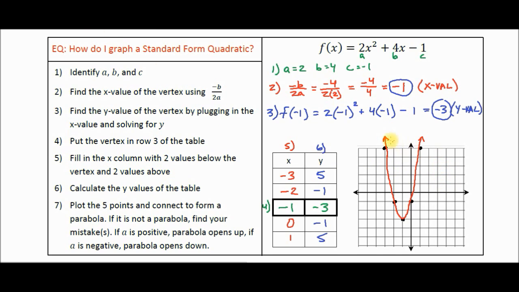Please don't connect the dots of a parabola and have your parabola look like this. If that's what your parabola looks like, trust me, you've got calculation errors in your table. And then one more thing we note, if A is positive, which it is, our parabola better be opening up. And if A is negative, which it's not, but if it were, then our parabola would be opening or pointing down. So make sure that the way the parabola is opening is correct based on the sign of your A value.